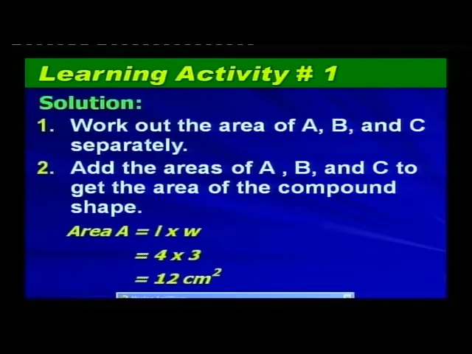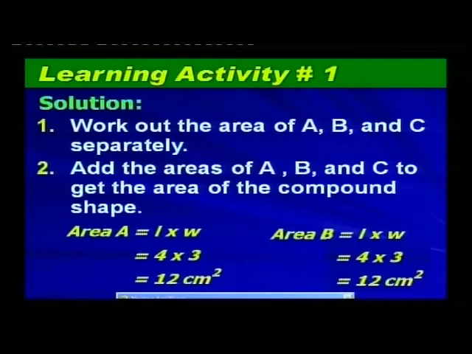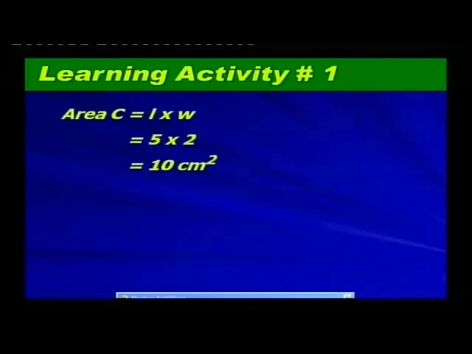Area A is equal to length times width, and we have 4 times 3 is equal to 12 square centimeters. That is for area A. Area B is equal to length times width, and we have 4 times 3 is equal to 12 square centimeters. Area C is equal to length times width: 5 times 2 is equal to 10 square centimeters.